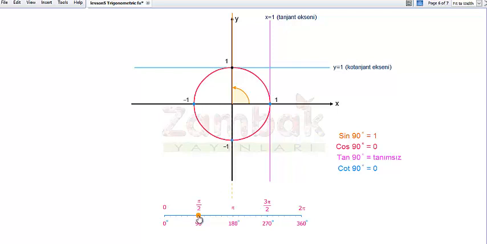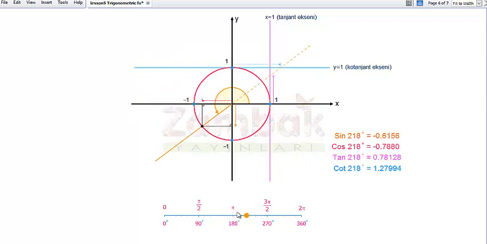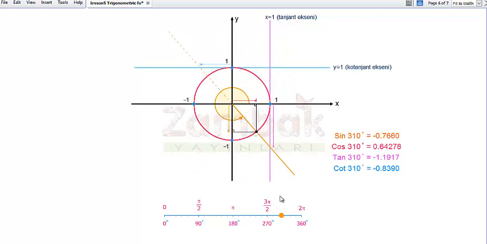If I continue, in the second quadrant, as you see, cosine is negative, sine is positive. So tangent and cotangent are going to be negative. In the third quadrant, sine is negative and cosine is negative. Tangent and cotangent are going to be positive. In the fourth quadrant, sine is negative, cosine is positive. So tangent and cotangent are negative.